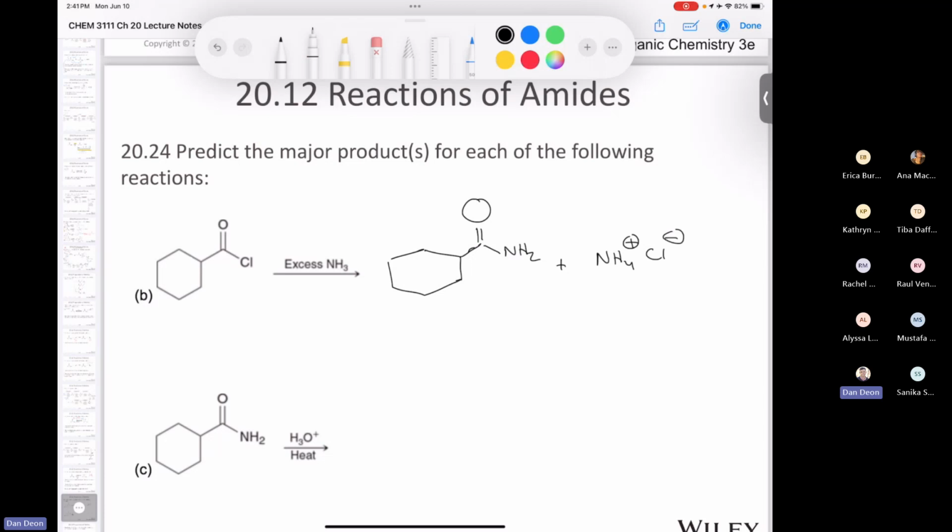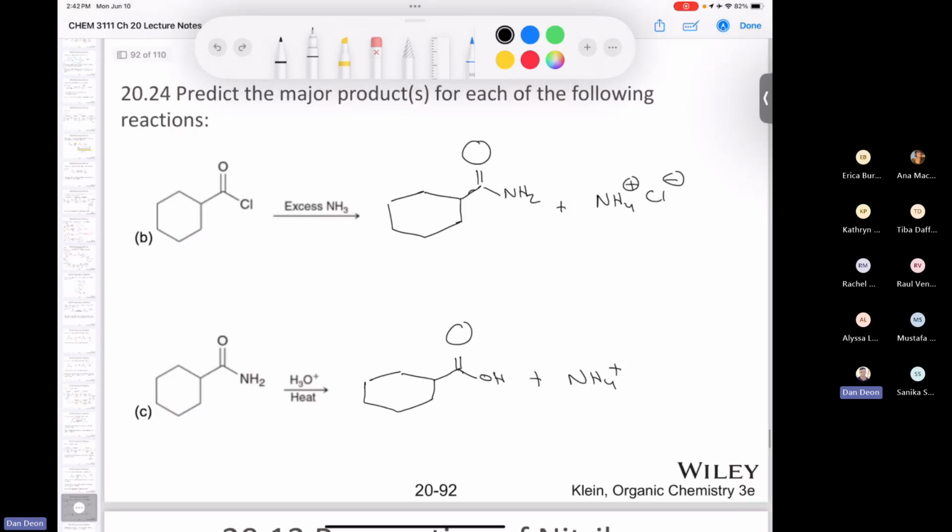The next one is just the hydrolysis of a primary amide. So in that case, you're going to end up with the carboxylic acid, plus you're going to end up protonating the leaving group, so you end up with the ammonium ion, like that. Okay, remember this reaction is irreversible because this can't behave as a nucleophile ever. All right, so those are those.